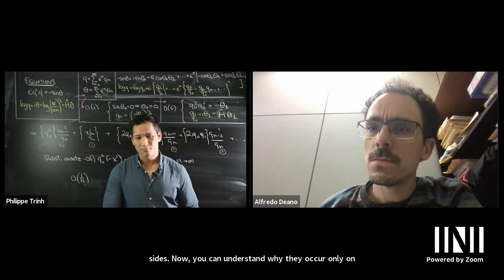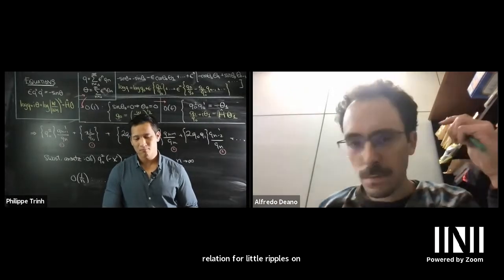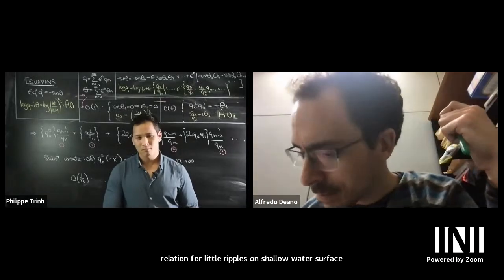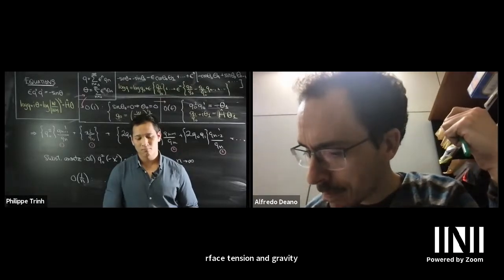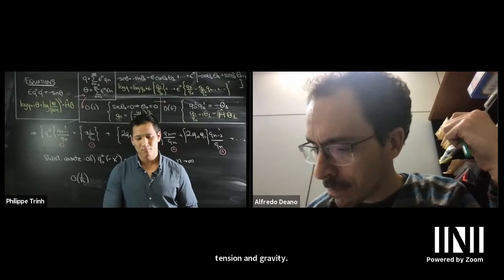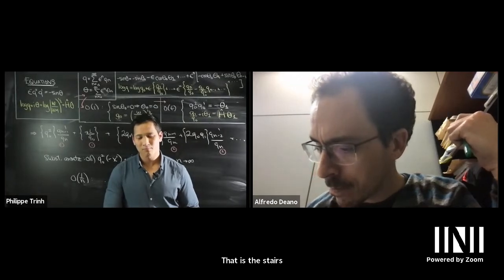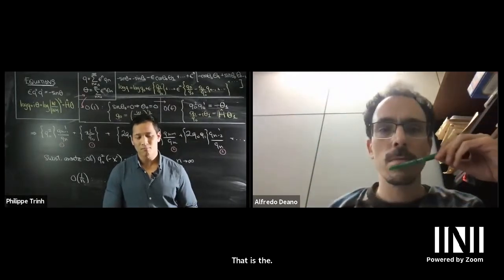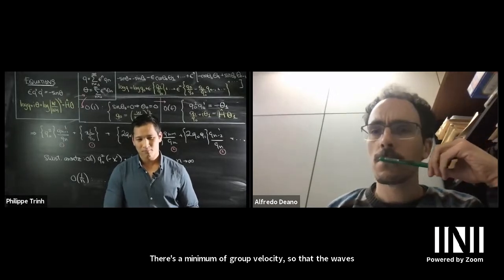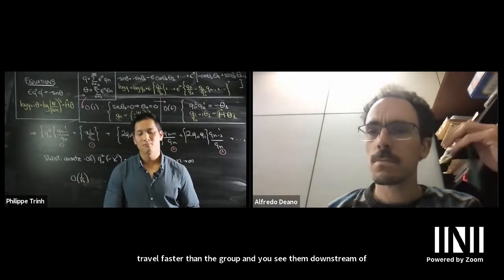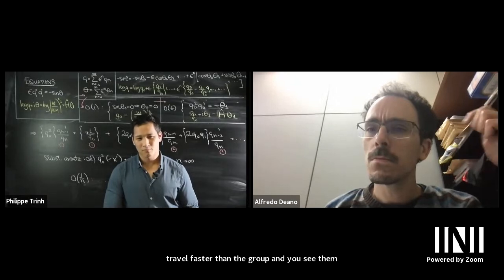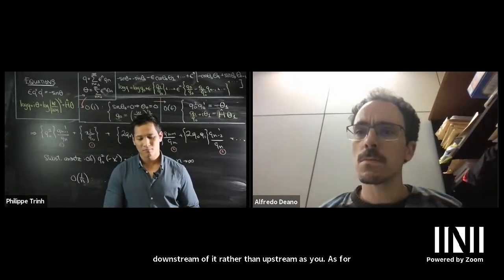It's that the dispersion relation for little ripples on shallow water with surface tension and gravity has a minimum of group velocity, so that the waves travel faster than the group, and you see them downstream of it rather than upstream as for longer waves. So why don't you see that in your simulations?